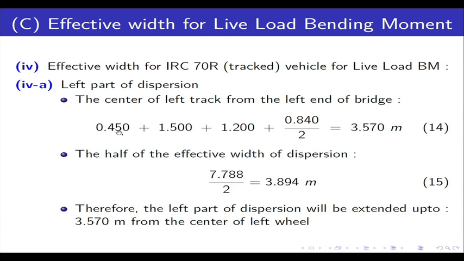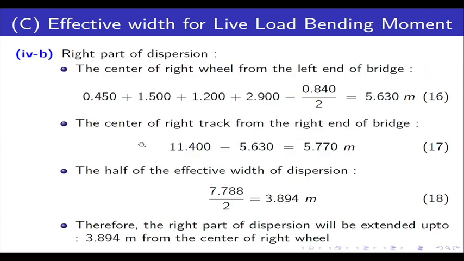So, 0.45, that is the crash barrier, plus 1.5, that is the footpath. Then between the end of footpath and the outer of the track, and then the center line of the track, it comes to 3.57. Half of the effective width of dispersion, because already I have got 7.788, is 3.894. So that means we are getting this 3.894 here. Obviously, we have to go up to this. So 3.57 we have got here.